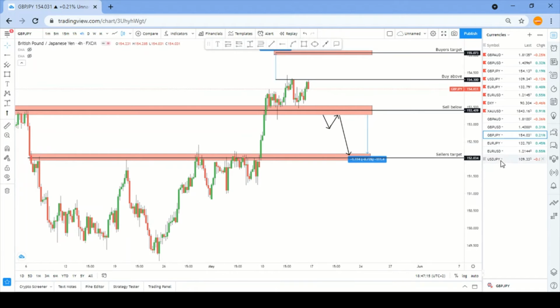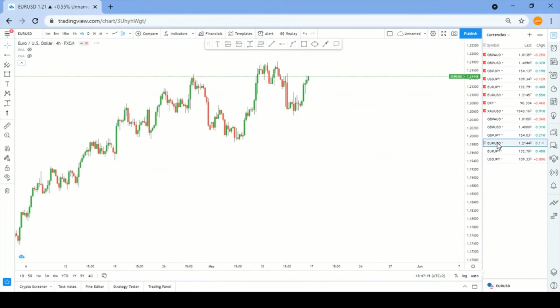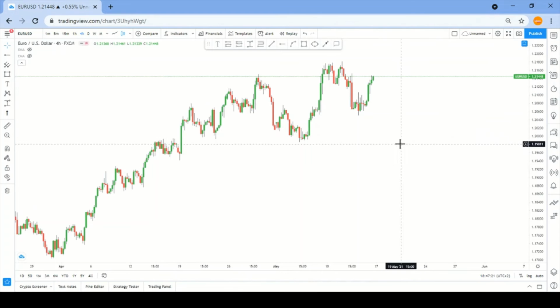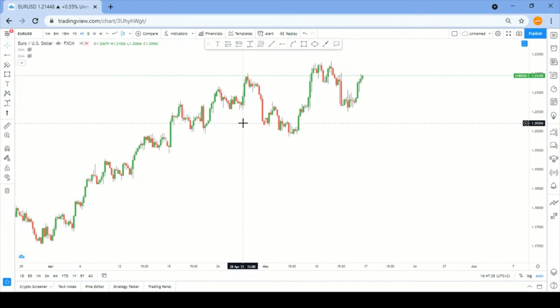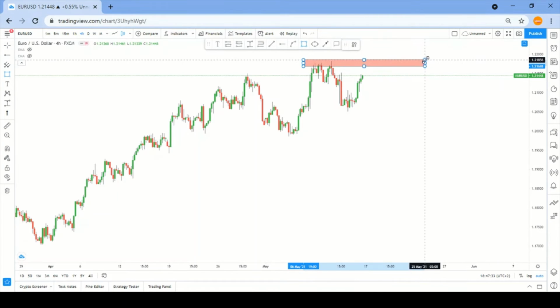The next pair I want to take on is, I'm going to move the JPY pairs down. I'm going to start with Euro USD. So just by looking at this pair, I can actually see, it's a level over here. Yes, that is the level. I'm going to just put it above there.